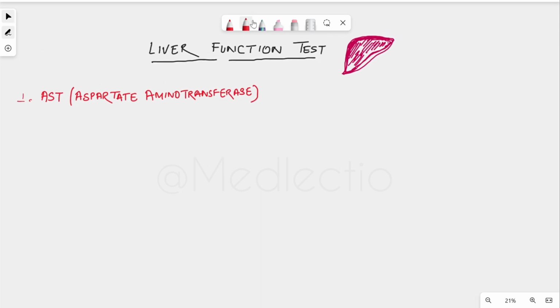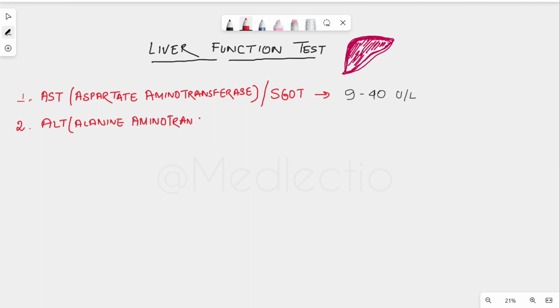Then we have to know the normal range. Aspartate aminotransferase is also known as SGOT, and we need to know that also, because in some countries or some lab values you will get SGOT. So AST or SGOT normal value is 9 to 40 units per liter. Then you have ALT, alanine aminotransferase, and its other name is SGPT.